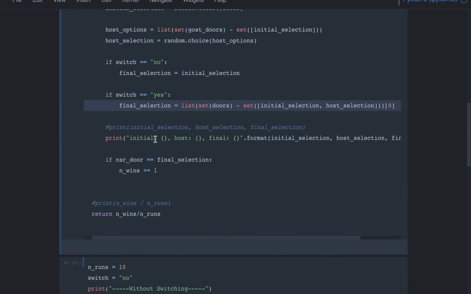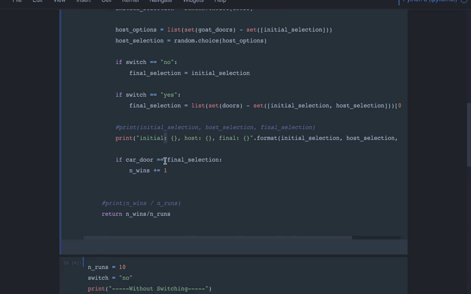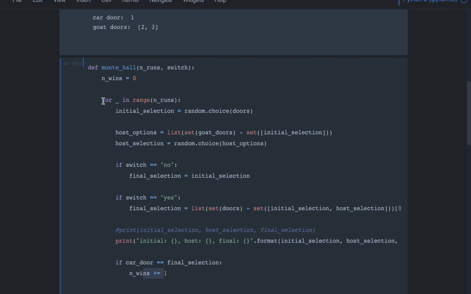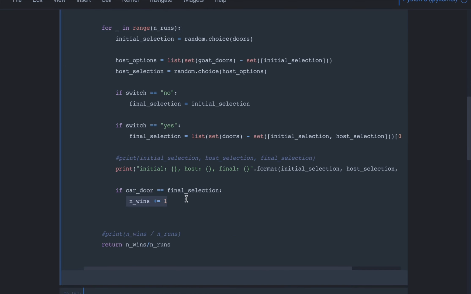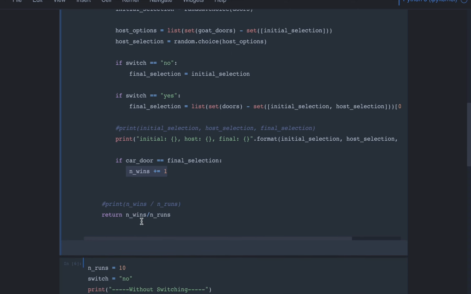And then here we are printing what we just saw. What is our initial selection? What has the host selected? And what is our final selection? Now, if our final selection is equal to the car door, then we win the game, right? So we run this experiment many number of times, and here we measure how many times we win the game. And finally, the probability of winning the game is the number of wins divided by the number of runs, okay?